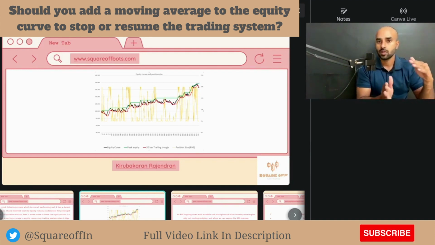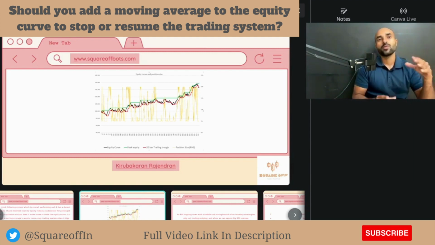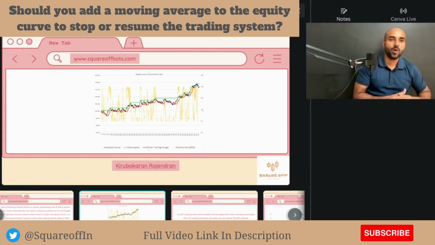Then you'll switch it off, you'll not trade live, and you'll trade it in a paper trading environment and track how it progresses. And eventually if it comes above the moving average of the equity curve, you'll resume trading. So he wanted to switch off the trend following system when it is out of sync with the markets, and resume it once he feels that okay, the market is back in sync with my strategy.